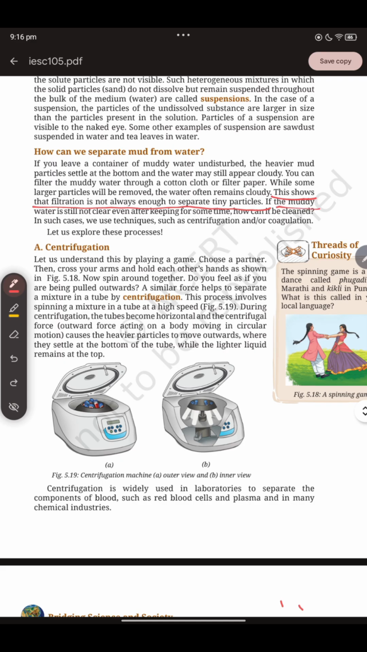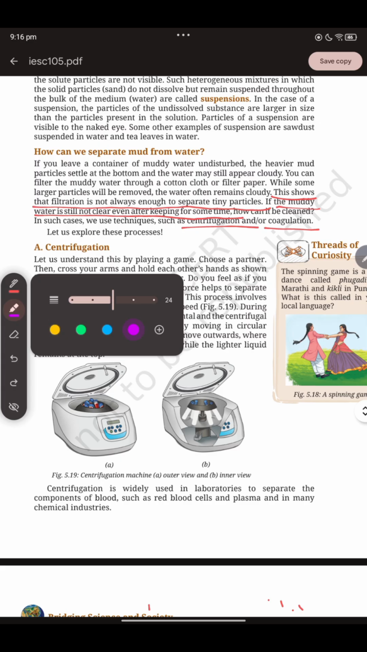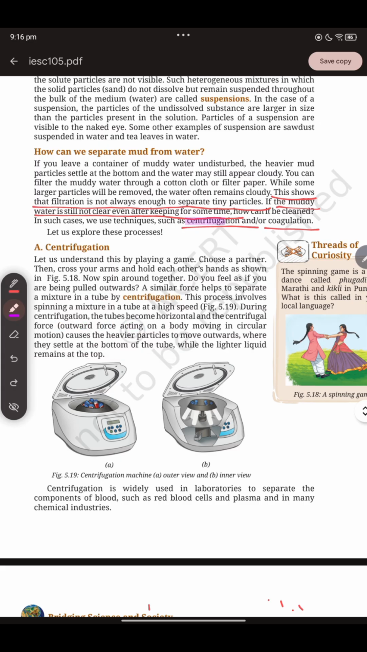Now, if the muddy water is still not clear, even after keeping for some time, what can you do? You can use a method which is known as centrifugation or coagulation. So learn these two terms over here, centrifugation and coagulation. These are the two terms.